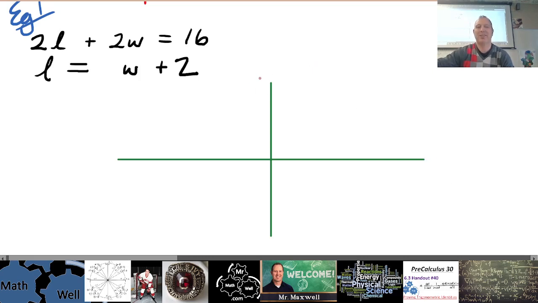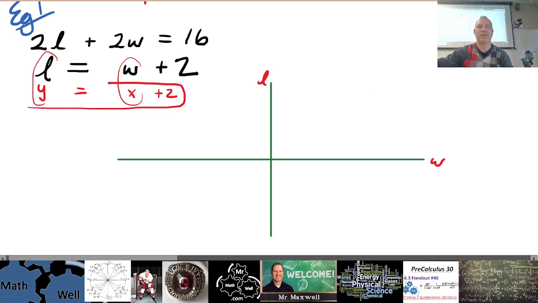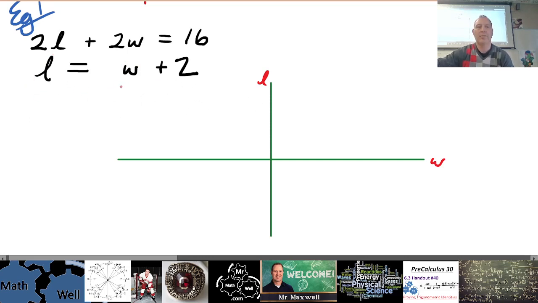Actually, sorry, change that. Do length here. Why? Because this is like Y, and this is like X. So it's already set up that way. We already have a Y and an X, and this is a very familiar linear equation, isn't it? Y equals X plus 2. That's easy to graph, so that's why I'm going to do that. So Y equals X plus 2, or L equals W plus 2.